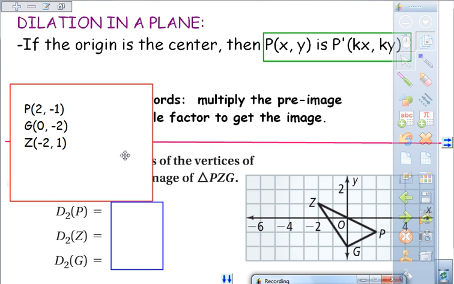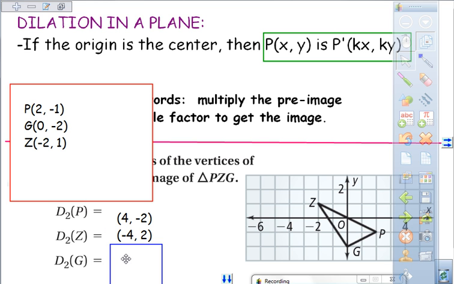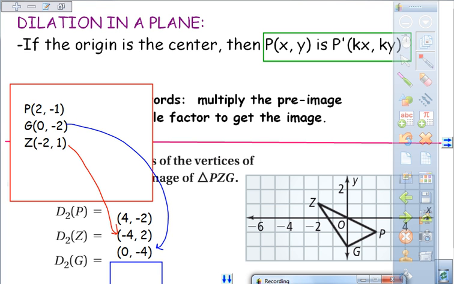So in this case, it might be helpful to write down the coordinates for P, G, and Z. And then what we're going to do is just double. So if I double 2 and I double -1, if I double 0 and double -2, and if I double -2 and I double 1, those are my coordinates. And notice I just had them written in different orders.